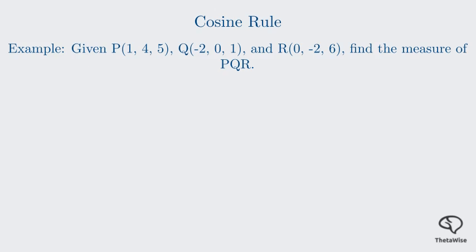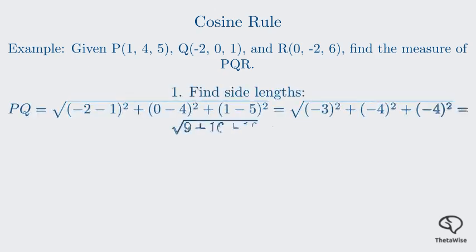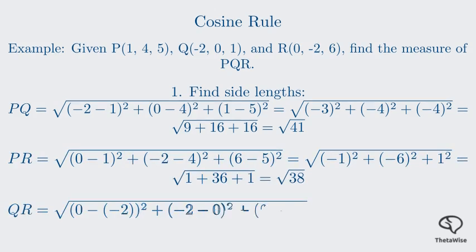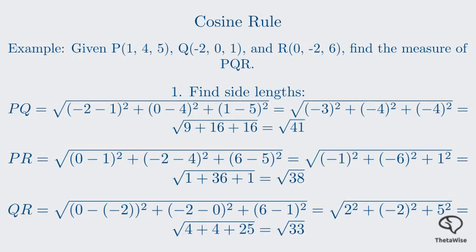First, we must find the lengths of the 3 sides of triangle PQR. Using the 3D distance formula, we find the length of side PQ. This calculates to the square root of 41 units. Next, we find the length of side PR. Substituting the coordinates of P and R, we get the square root of 38 units. Finally, we find the length of side QR.